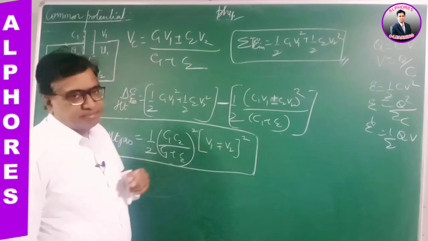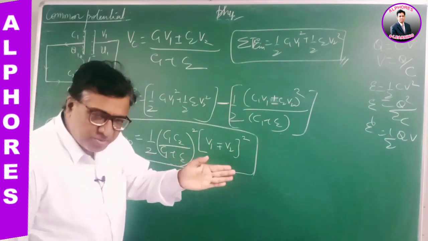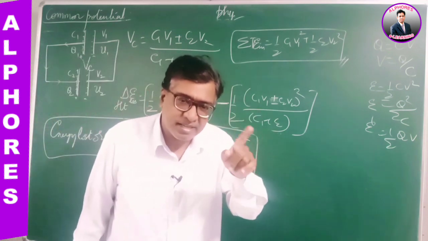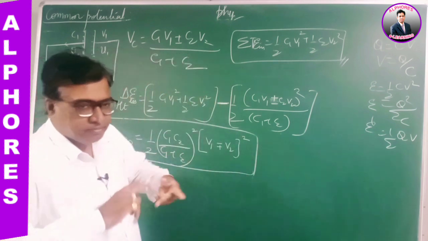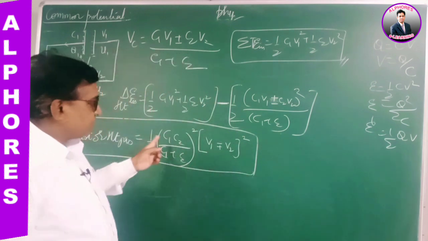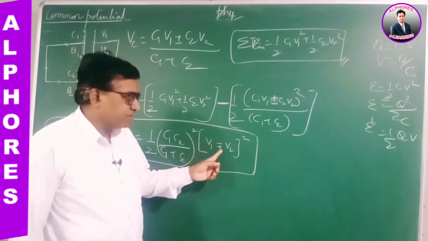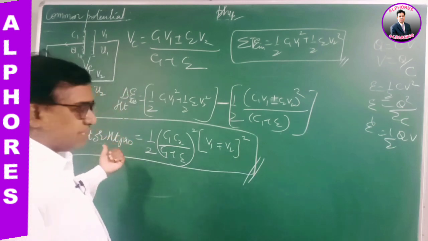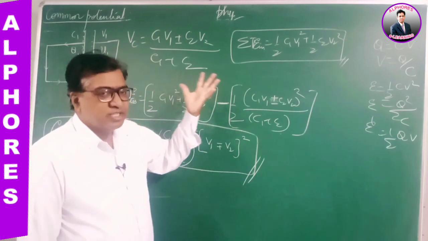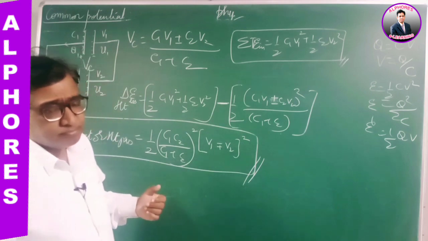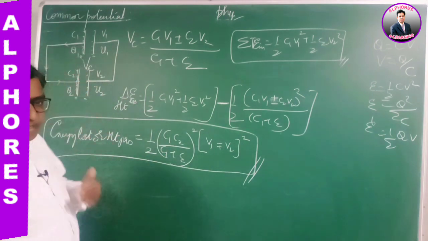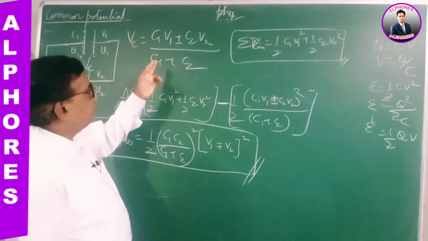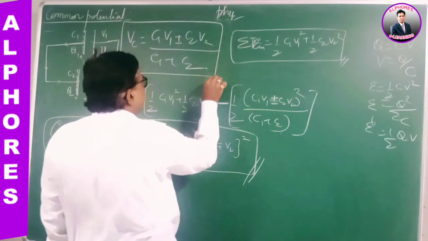So here it is minus, here it is plus. Right way, plus to plus, minus to minus, it is minus. If you connect the other way, plus to minus, minus to plus, the reverse way, then it will be plus. So it is half C1 C2 by (C1 plus C2) whole square, (V1 plus or minus V2) whole square. This way I find the energy lost and the heat produced in the process of connection. This is the first important formula, for finding the common potential.